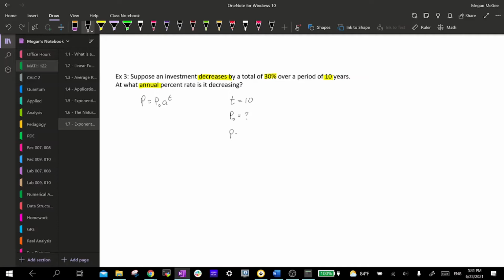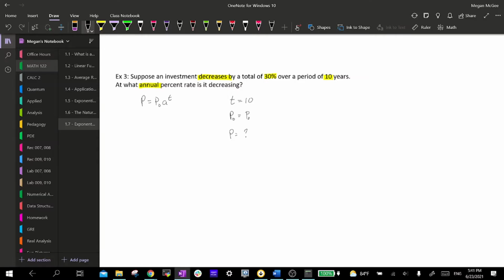And we're not even given a total value that we'd like to find after 10 years. All right, so it doesn't appear that we're given much information at surface level, but let's take a deeper look. Suppose that an investment decreases by a total of 30%. All right, so instead of saying question mark, let's say that our initial investment is our initial investment.